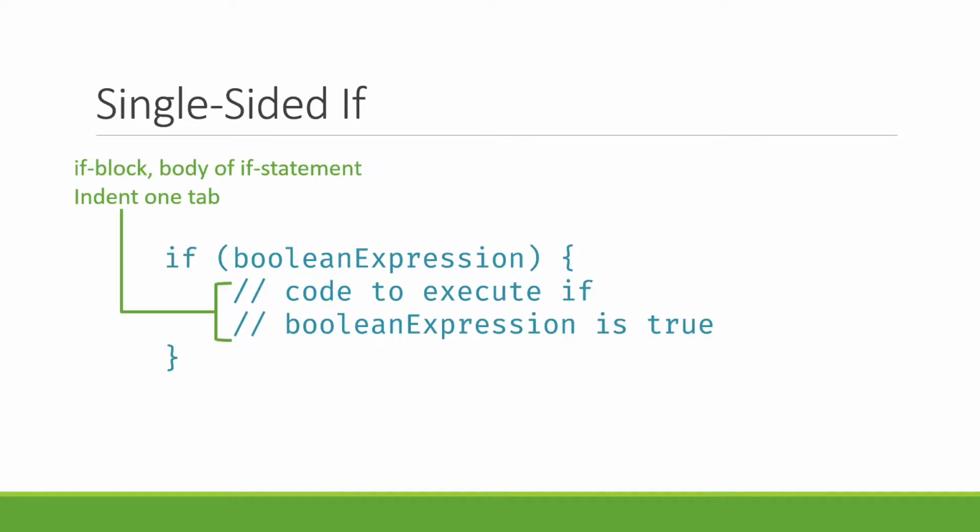The code to execute if the Boolean expression is true is enclosed inside braces or a code block. We often call this the if block or the body of the if statement. Note that, as always, we indent code that sits inside any code block.